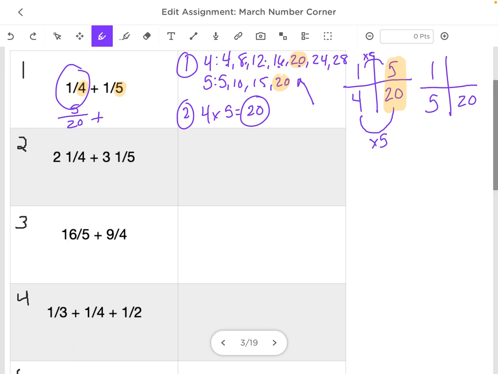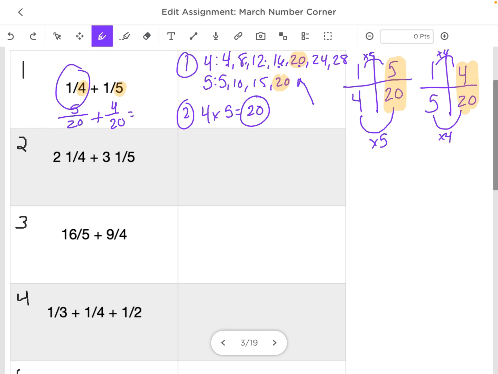All right, next up, we've got to change 1/5. 5 times 4 gets me to 20. Whatever I do to the bottom, I have to do up top. 1 times 4 equals 4. So here is my new fraction. Instead of 1/5, I am adding 4/20.